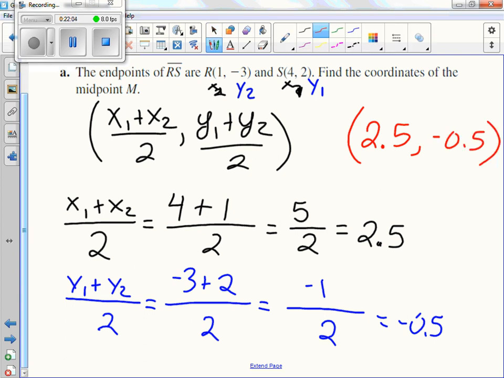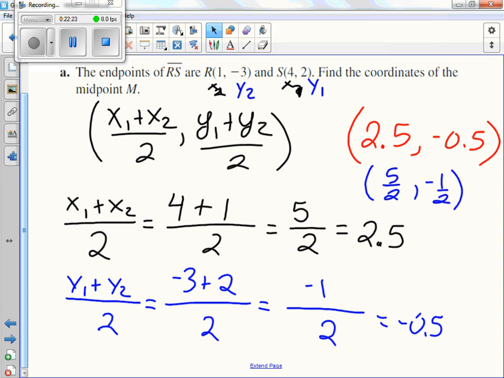Now, yes, I will agree 100% that we don't have to write it as a decimal. What we could do is write it as fractions. So I could say 5/2, comma, negative 1/2. So we can write it as fractions or decimals, either one. That is the midpoint for these 2 points here. That is the midpoint, and we're calling it point M. And that's all we need to do here to find the midpoint.